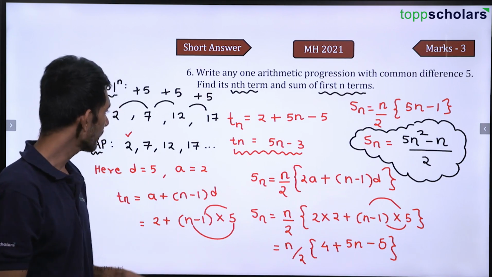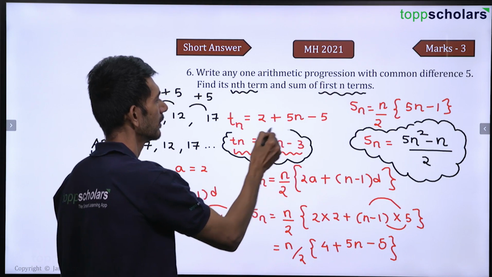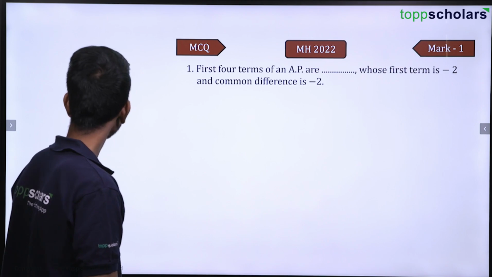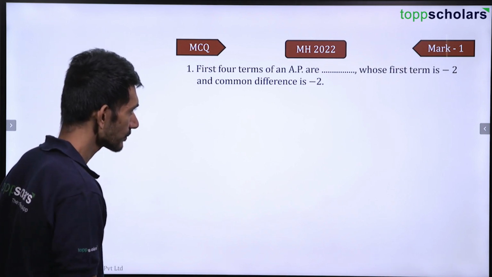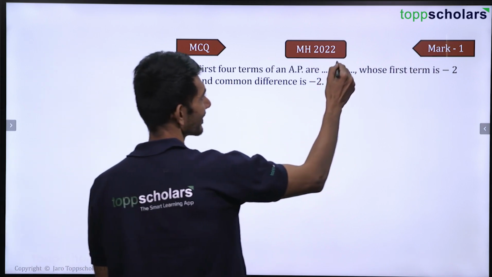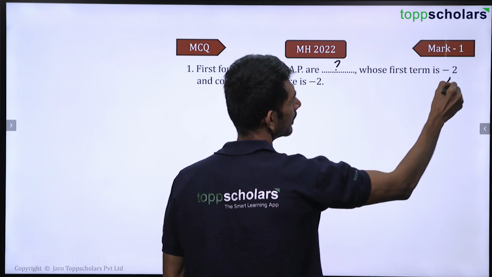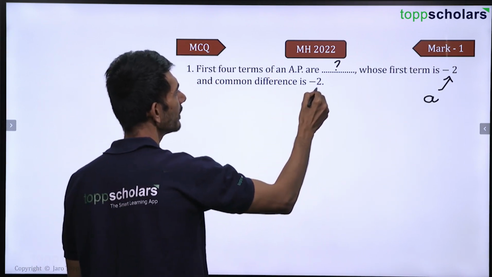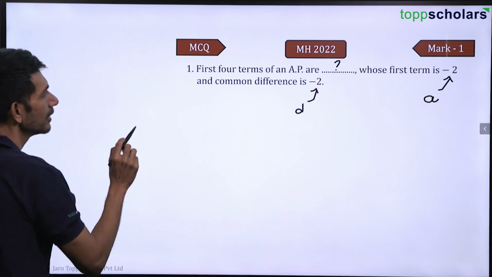Easy. Firstly, we found out Tn. This was Tn. Then we found out Sn. Alright, let's continue. Now the question says, first 4 terms of the AP are, that we are supposed to find out. So one marker whose first term, that means A is given, is minus 2 and the common difference D is given. We are supposed to find out the first 4 terms.